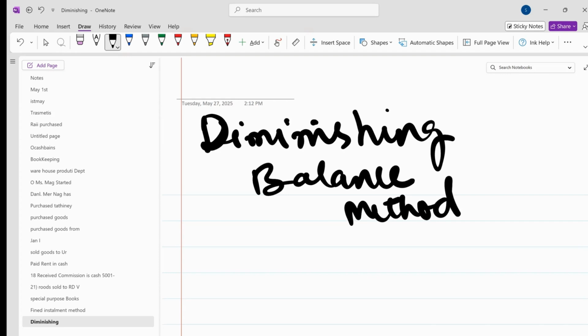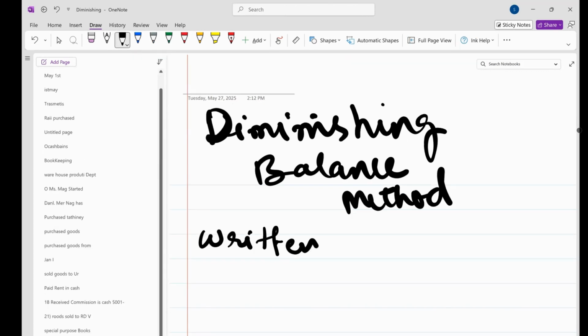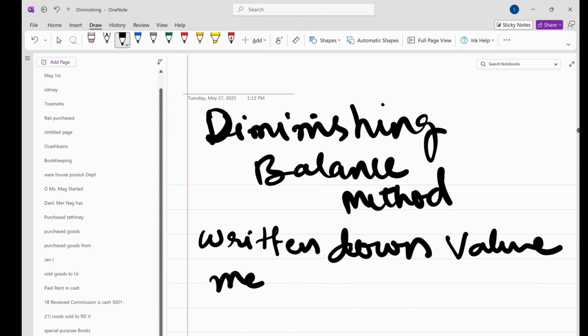Okay, so today we'll see this one. Diminishing balance method is also called as written down value method. Now today we'll see two sums. One is an ordinary sum, how to do it, and the next one is if a sale is done, how to do it.